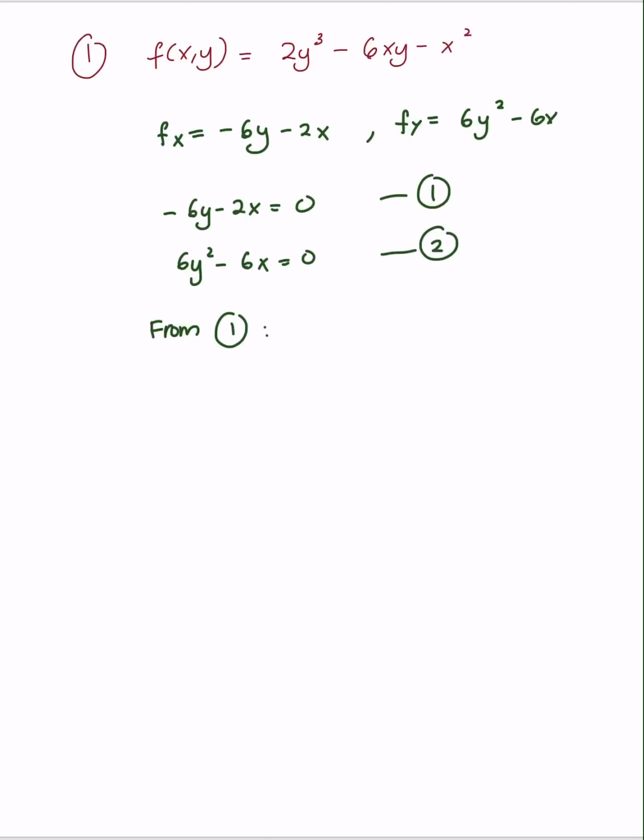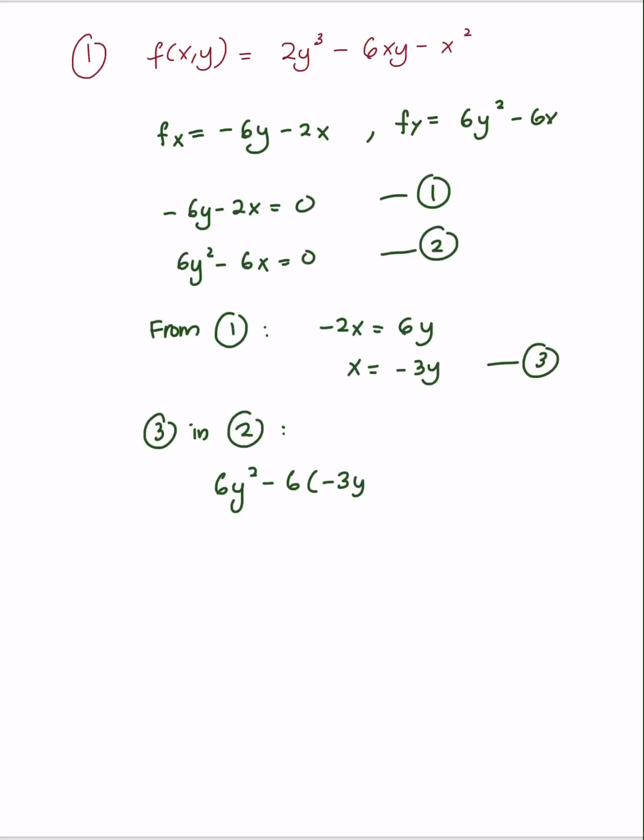So we let negative 2x equal to 6y. So x is equal to negative 3y. Okay, so we just substitute this into the second equation. So we will have 6y squared minus 6x, where x is minus 3y, equal to 0. 6y squared plus 18y equal to 0. So we have here 6y(y plus 3) equal to 0.